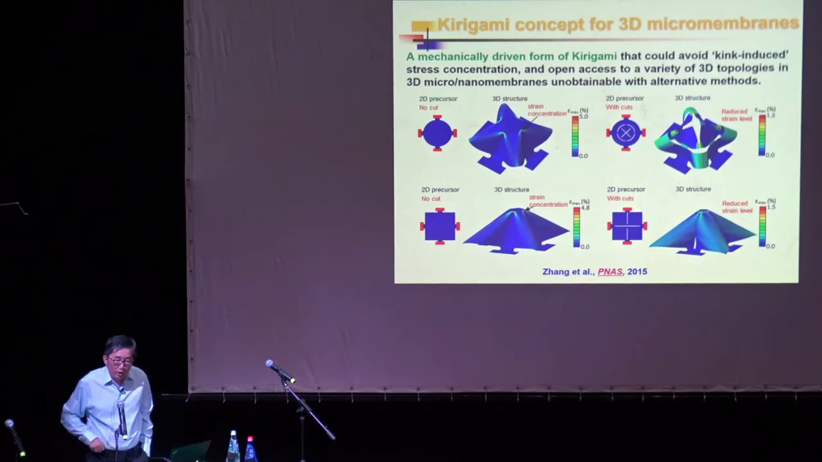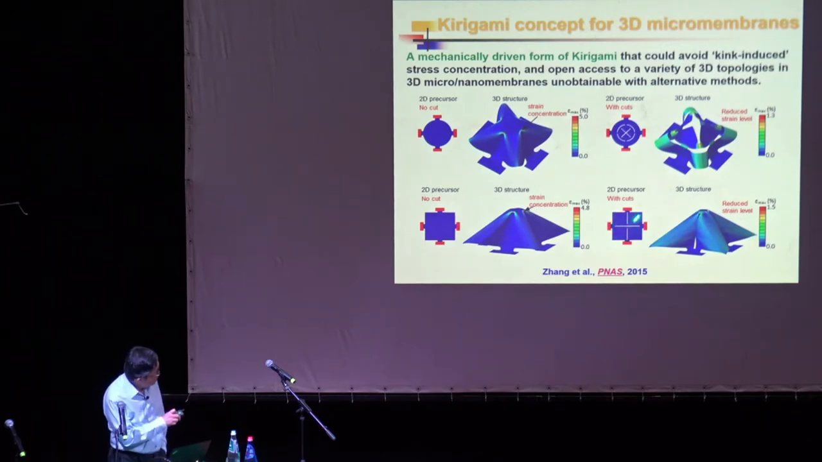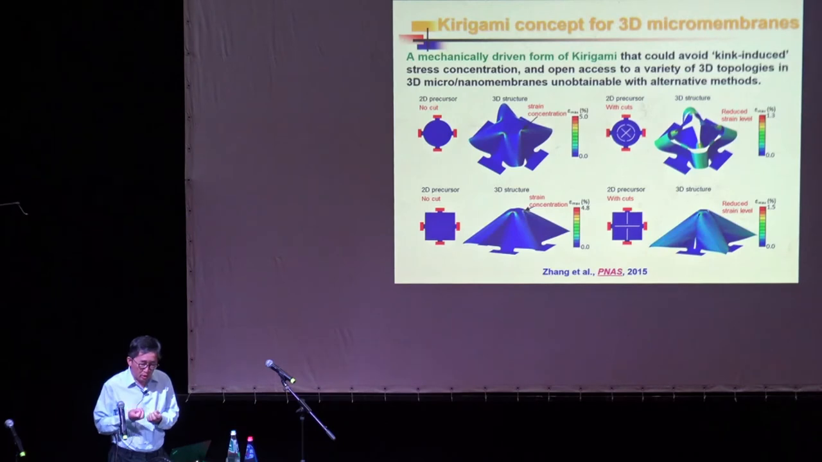So how do we use mechanics to avoid strain concentration? It's very simple. In mechanics, you just make some cuts. Those cuts serve as a location to reduce the strain concentration. Just like in a material, you produce some holes, produce some cuts. At this place, stress cannot build up. So you can select the cut where the strain concentration is the largest, and you remove the strain.